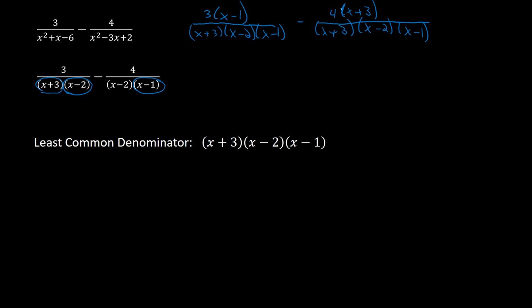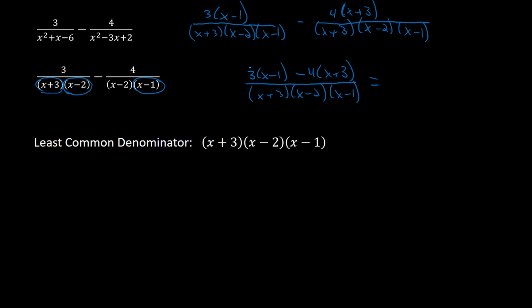So now I can combine into one fraction. They have a common denominator of (x plus 3) times (x minus 2) times (x minus 1). I can combine by subtracting the numerators. So we have 3 times (x minus 1) minus this 4 times (x plus 3).